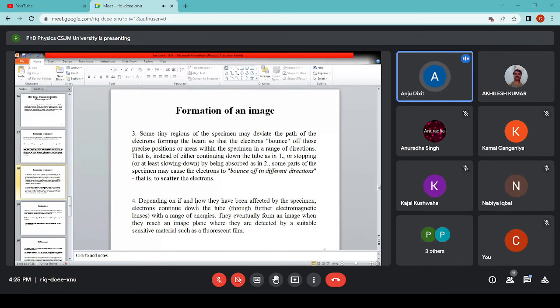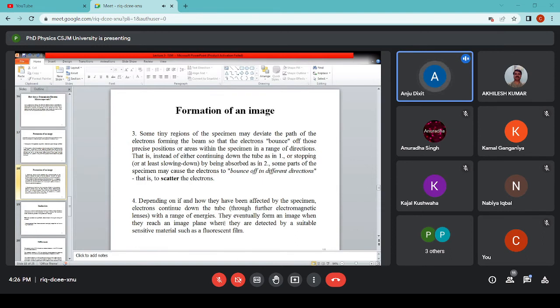So fourth part, depending on if and how they have been affected by the specimen, electrons continue down the tube through further electromagnetic lenses with a range of energies. They eventually form an image when they reach an image plane where they are detected by a suitable sensitive material such as a fluorescent film.